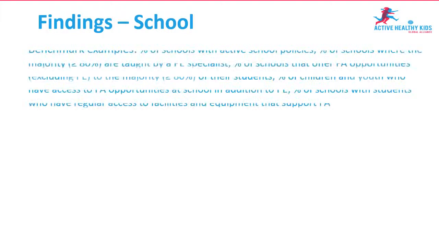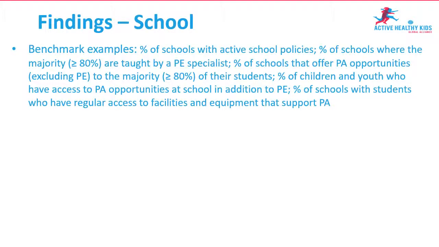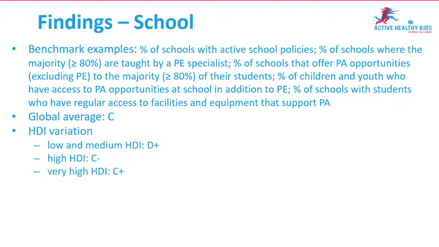Looking at the school, again, many benchmarks there that you can read through. Global average of C. Low and medium income countries D+, high C-, very high C+. So here you see a gradient that might make some intuitive sense to you, that as the Human Development Index of the country goes up, the greater resources available, the opportunities at school are greater.